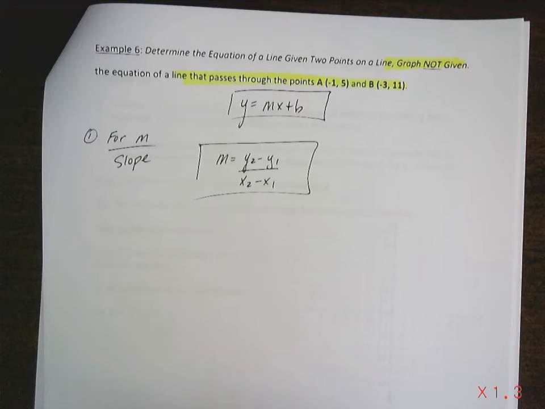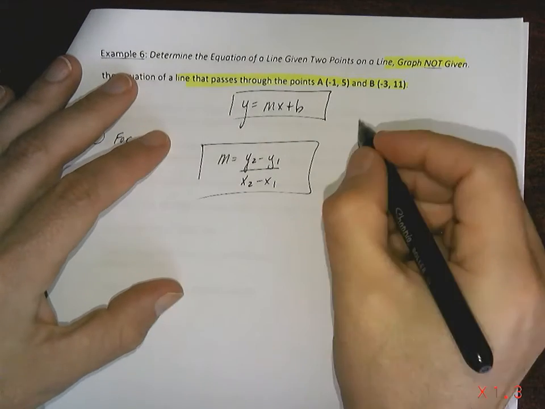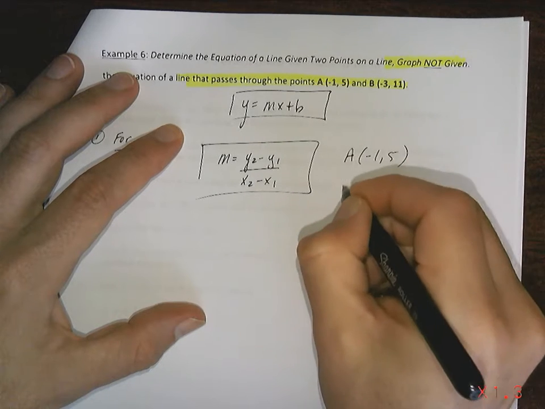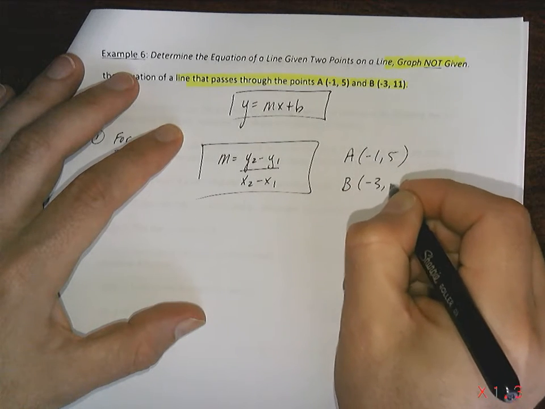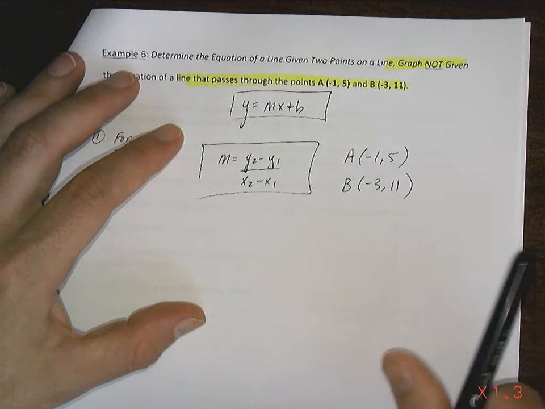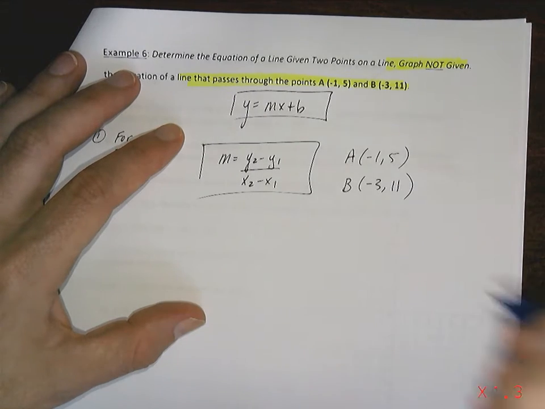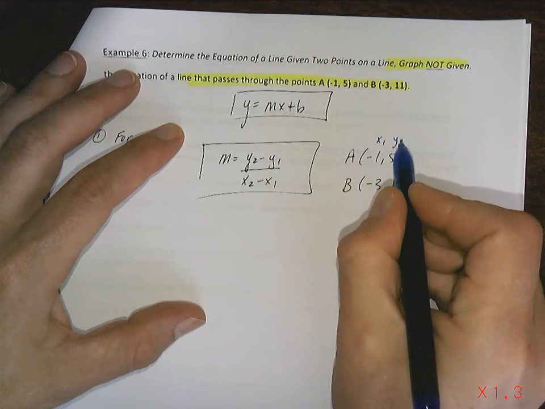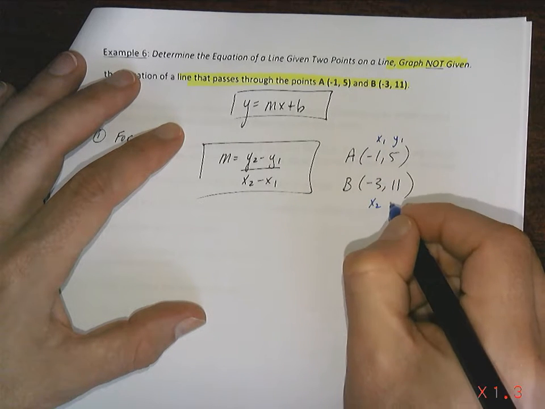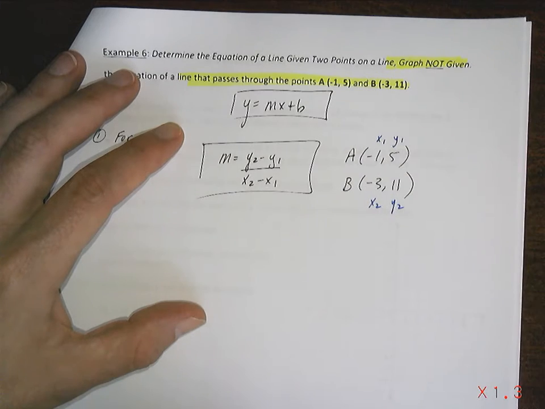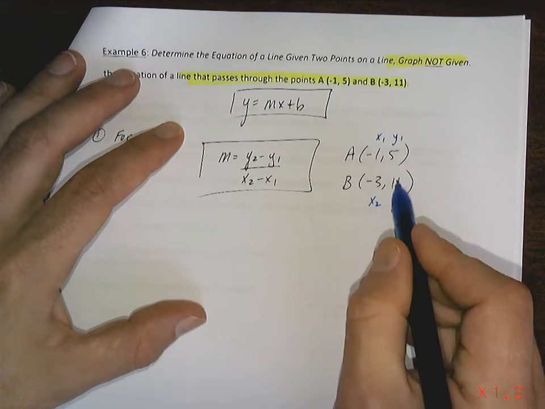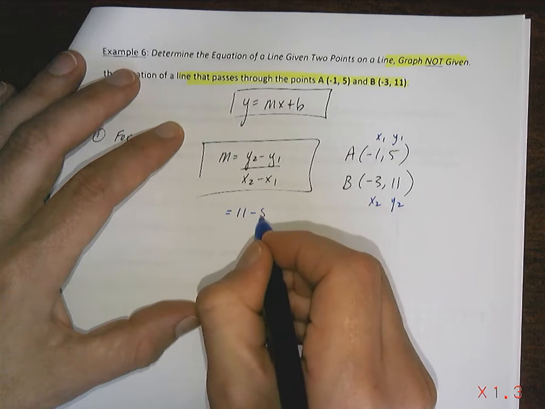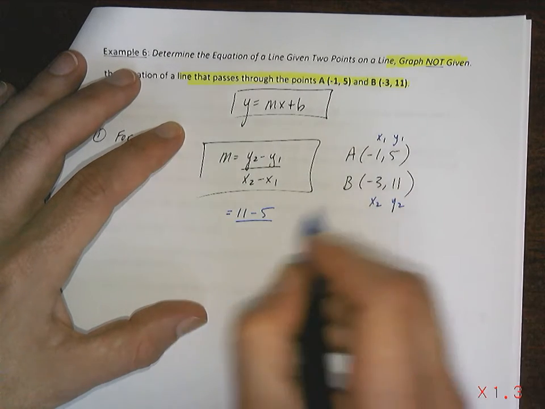It's rise over run. So I'm going to take my two points, A, which is negative 1, 5, and B, which is negative 3, 11. I'm going to call one of them point 1 and the other one point 2. The first one I'm going to call point 1, so it's x1 and y1. The second one I'm going to call point 2, x2 and y2. So y2 is 11, so 11. y1 is 5, minus 5. x2 is negative 3.